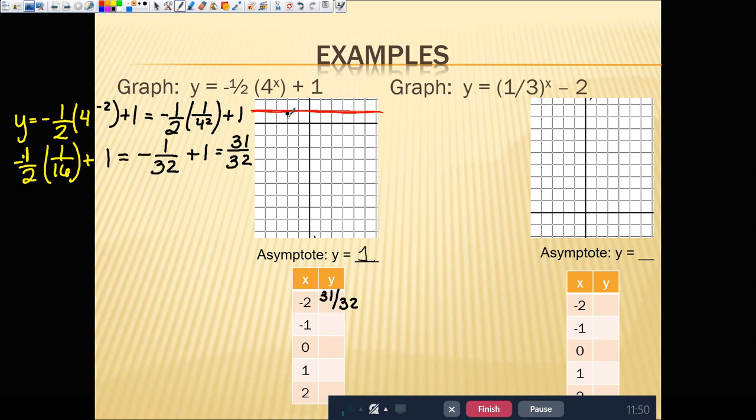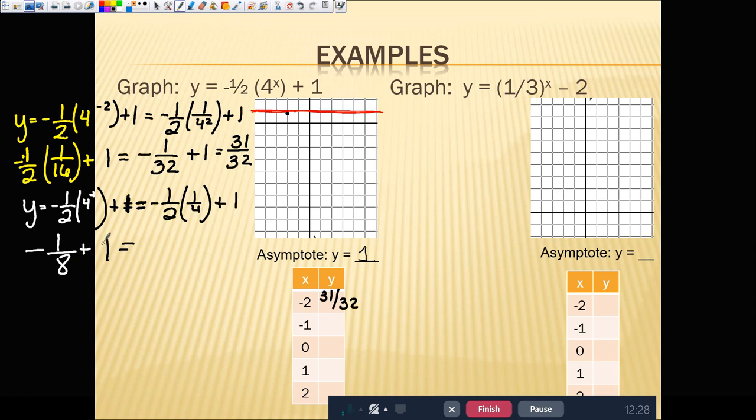So now we're going to substitute in negative 1. So I'm going to have y equals negative 1/2 times 4 to the negative first plus 1. So that's going to be equal to negative 1/2 times 1/4 plus 1. So that's going to be the same as negative 1/8 plus 1. So I can make that 8/8, and 8 minus 1 is 7, so 7/8, which is a little bit further away from 1, but still almost there. Not quite at 1/2 though, I think it's like 0.8.